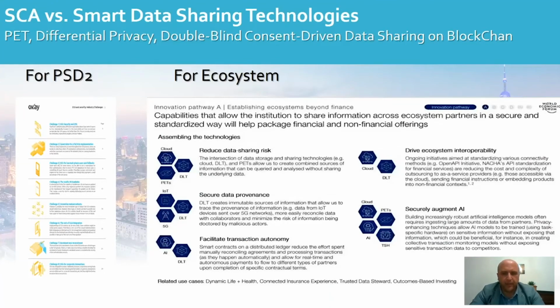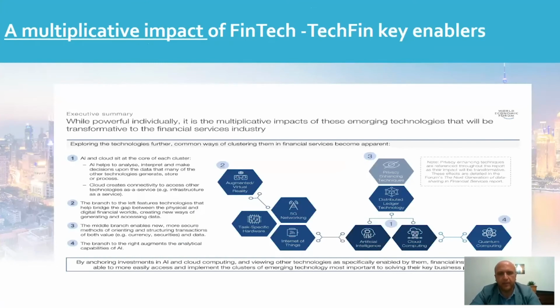And as mentioned by Berdia, I think it is important to understand that for the broader ecosystem, we need collective capabilities of technology, not only privacy enhancing technologies, which are very good but not enough to operate in an ecosystem and to move finance to the internet. We need to have cloud, we need to have distributed ledger technology, 5G for much more movement of the data, and Internet of Things technologies in order to ensure the interaction and collective power of everything, and to move to the mature phase of open finance. So while powerful individually, it is the multiplicative impact of these emerging technologies that will be transformative to the financial service industry.